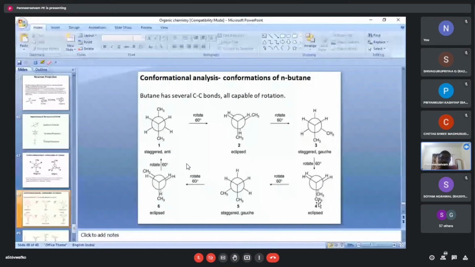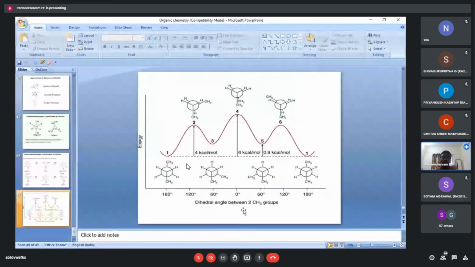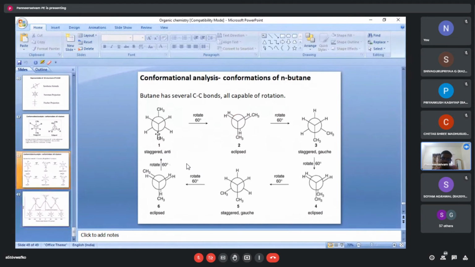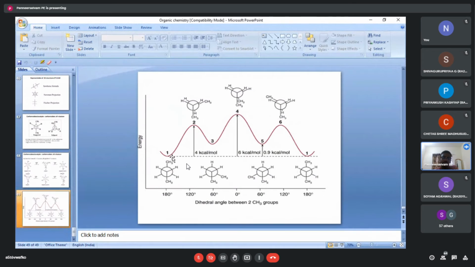Okay. Then what about structure 5? You see the energy level diagram: the dihedral angle between the two methyl groups and the energy level. Structure 1 is the stacked anti conformation. You see here, structure 1 anti conformation, so the energy level is low.